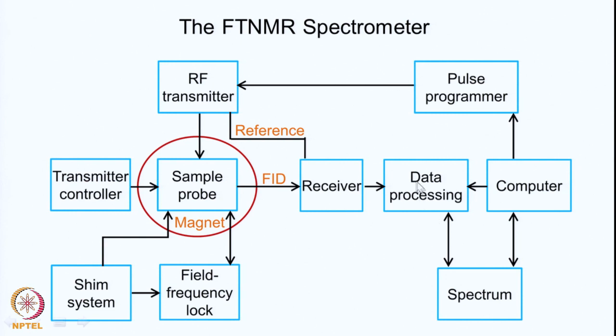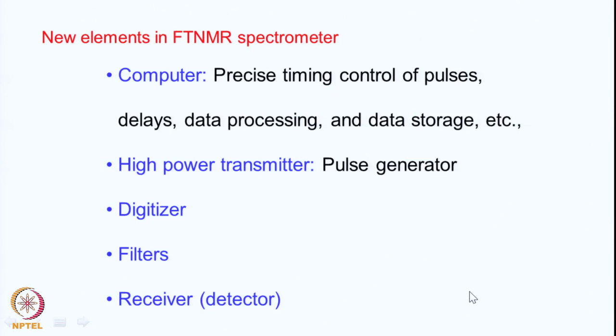And then finally, after data processing, you have the spectrum. If I were to summarize: computer control is essential, with precise timing control of pulses and delays. You need to know how much delay you have given, because delayed acquisition leads to phase modulation of the spectrum. This should be precise, and we need to know exactly how much it is. Then data processing, data storage, etc.